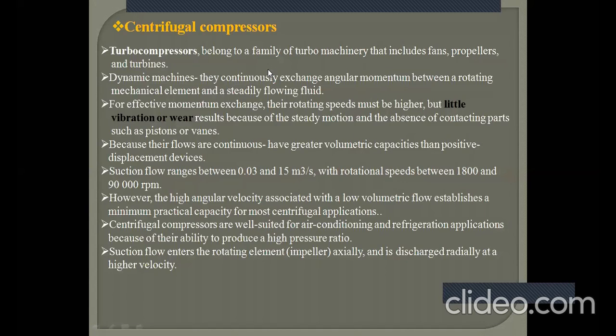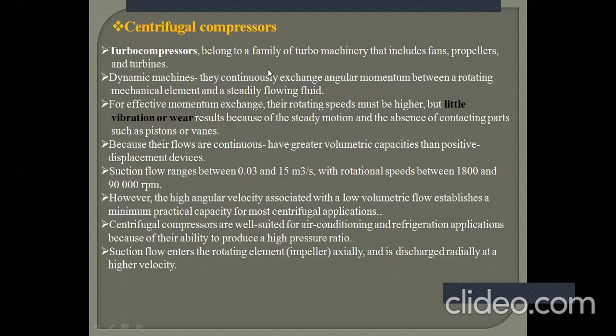However, the high angular velocity associated with low volumetric flow establishes a minimum practical capacity for most centrifugal applications. Clear? So this is one of the disadvantages. That's why for low capacity applications, you will not go for centrifugal compressors. They are well suited for air conditioning and refrigeration applications because of their higher pressure ratios, and that's why they are possible candidates to replace reciprocating and other rotary type compressors in very large air conditioning applications.